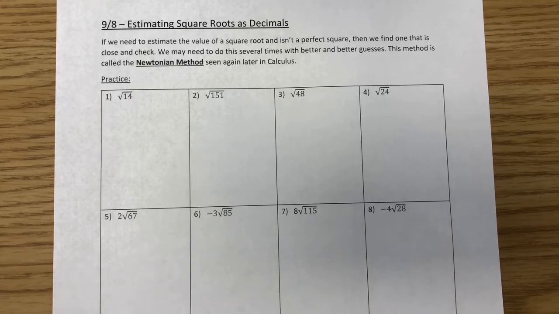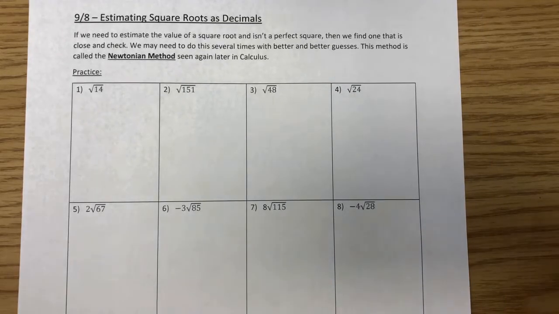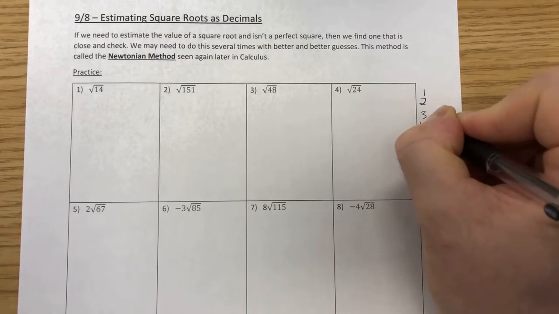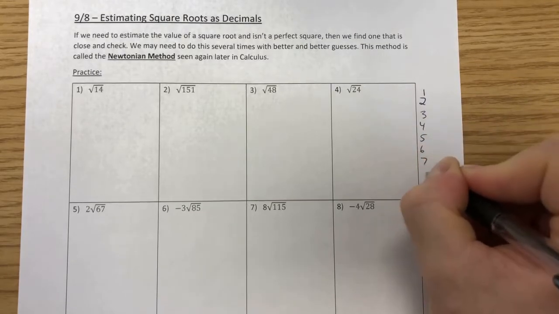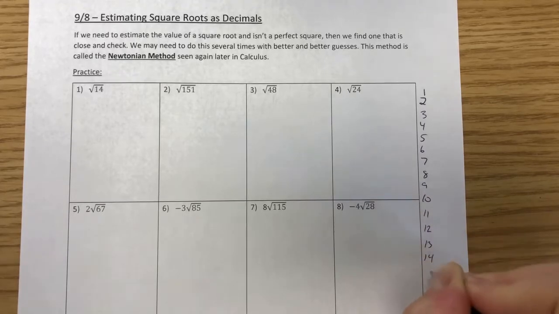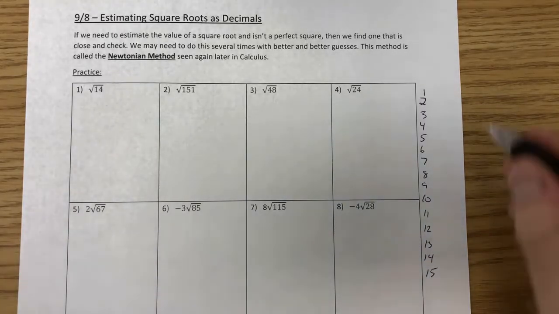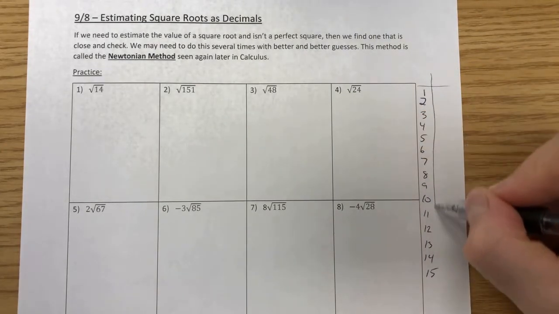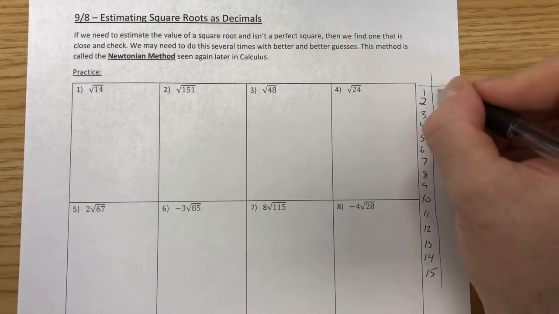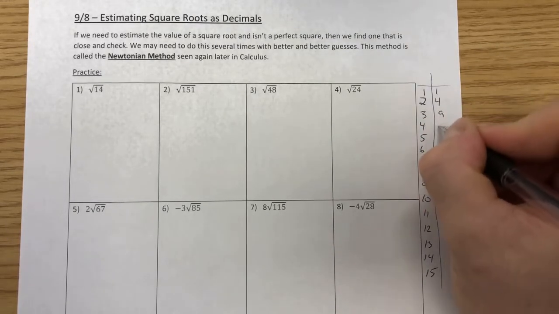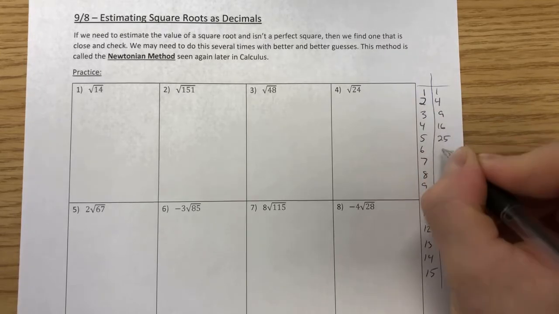What you're going to do is to start out, we need to know our square tables, usually about up to 15 at this point. So let's go ahead and fill out on the side our square tables up to 15. And so when we square all these numbers, we know we're going to get these values. 1 squared is 1, 2 squared is 4, 3 squared is 9, 4 squared is 16, so on and so forth.